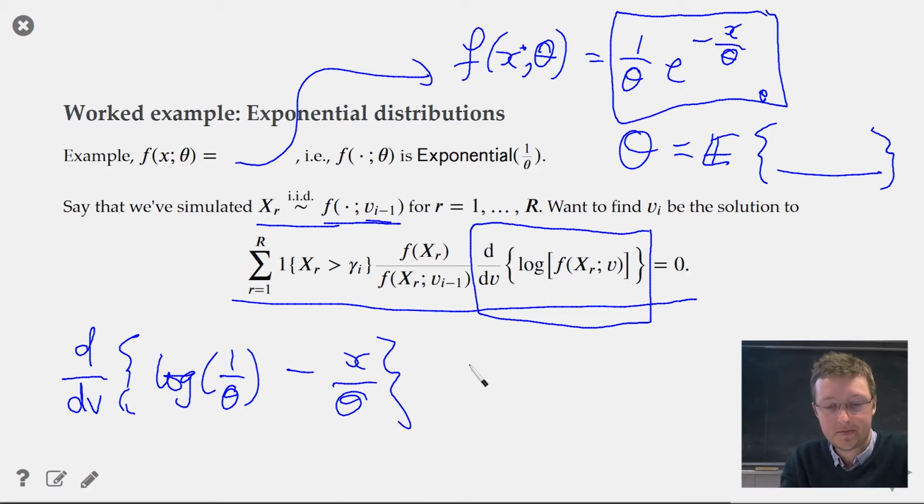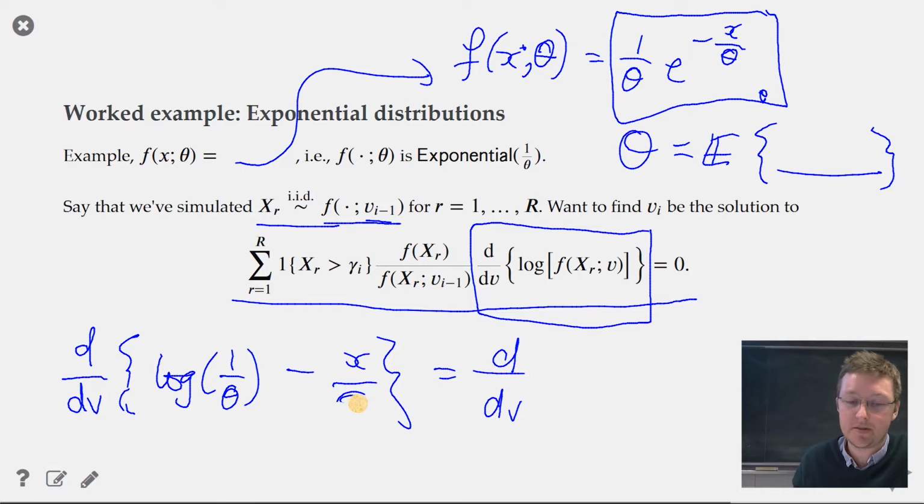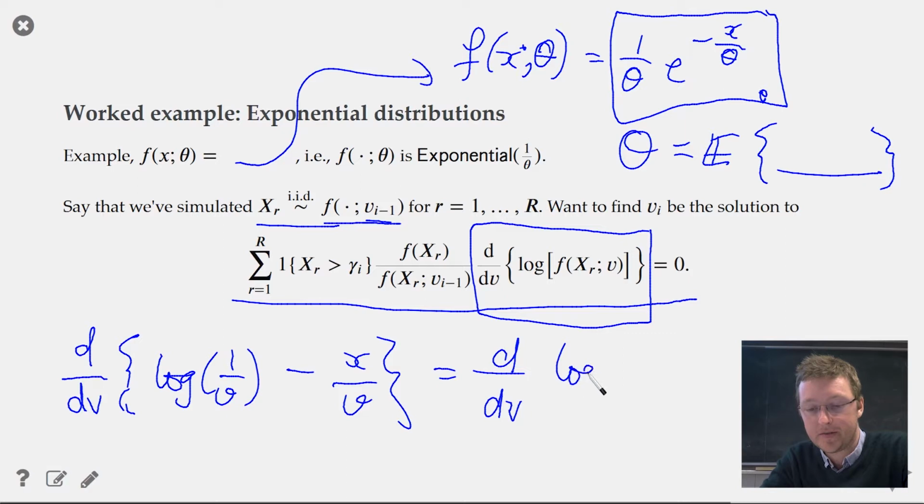So bring the derivative through, d/dv. These should be v's, not thetas. 1 on v, x on v. So d/dv of log v inverse minus d/dv of x v inverse.